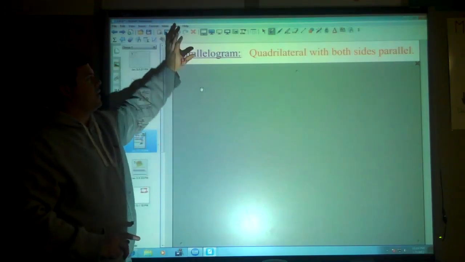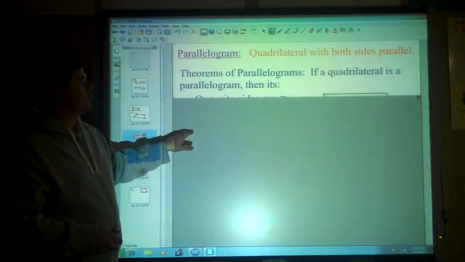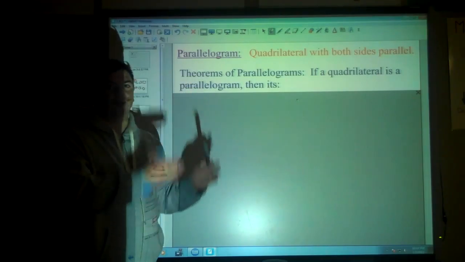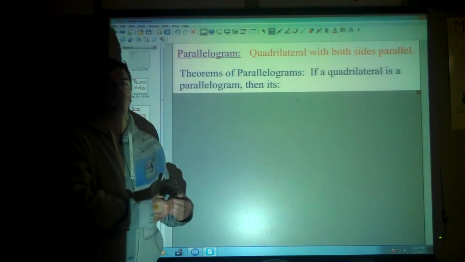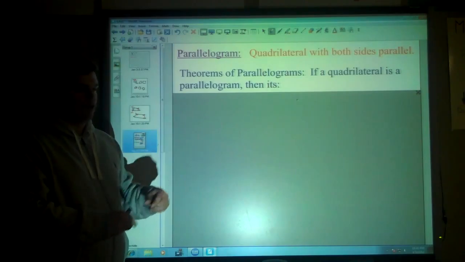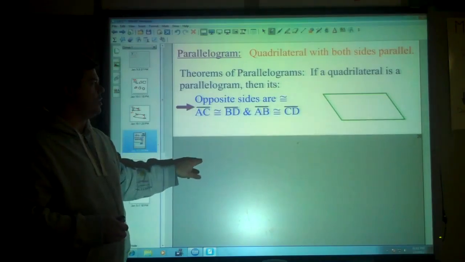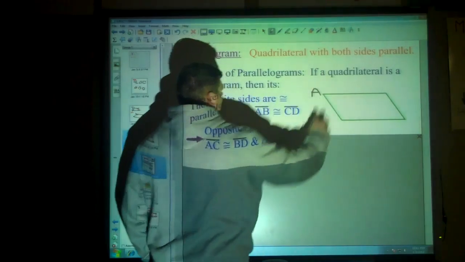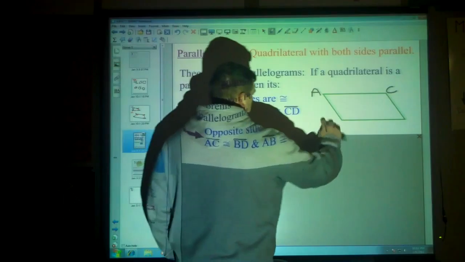Now what's interesting is that if you have a parallelogram, there are some other truisms that result from that. So here's what I want you to think about. From here on, the theorems that we look at are all based on the fact that we have a quadrilateral that is a parallelogram. In other words, we have a four-sided figure that is a parallelogram. If you have been told you have a parallelogram, then you will know that the opposite sides are going to be congruent. So if I label this A, C, that means AC is the same as BD.